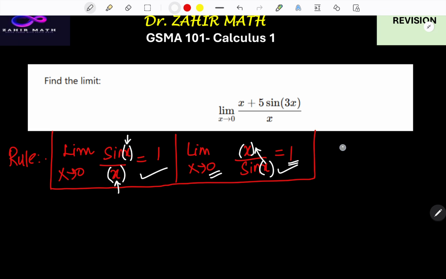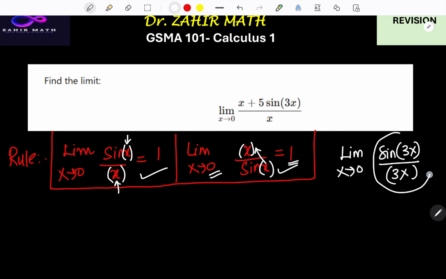So let me give you one example. Limit x tends to 0, sine 3x over 3x. If it is like this, we can write it as equal to 1. Why? Because the angle over here is 3x and the same 3x is on the down. If it is not there, we need to adjust so that the value will not be changed at the same time, and to get the answer 1. Keep that in your mind. So let's go to the question.